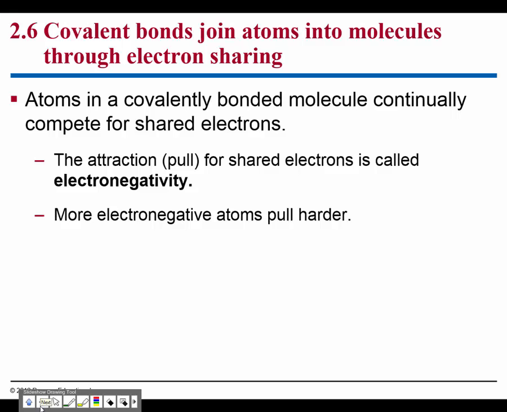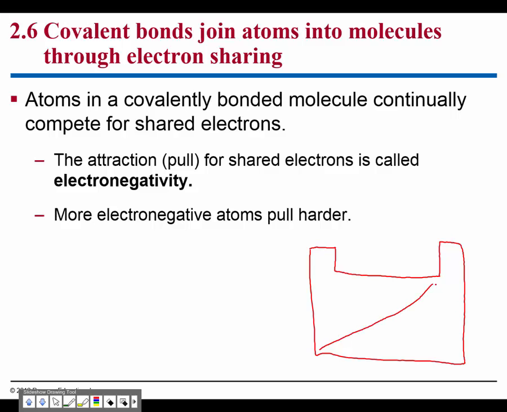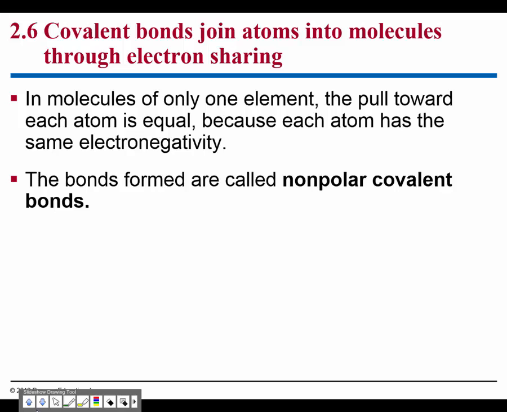The attraction for the shared electrons is called electronegativity. When we look at the periodic chart, it looks something like this. As we go from the bottom left to fluoride, there's fluoride right here, electronegativity increases. So fluoride is very, very electronegative. It has a strong attraction, a strong pull. When an atom has high electronegativity, it's going to pull a little harder.